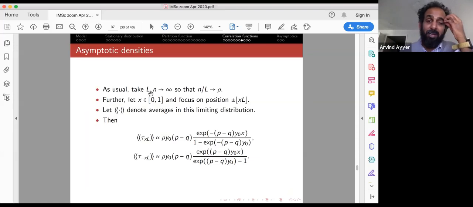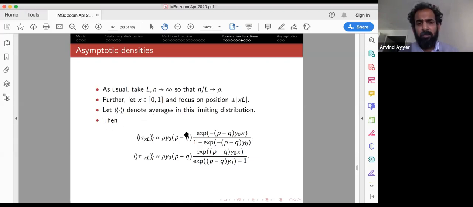Okay, so again, remember that we are taking the limit L and N going to infinity, so that N by L converges to rho. And now we'll look at a scaled position. So instead of looking at a fixed position, which I'll argue later doesn't make too much sense, you want to take a position that also stretches, that scales with the system size. So I'll fix some X in (0, 1), and I'll focus on a position XL roughly, both forward and behind.